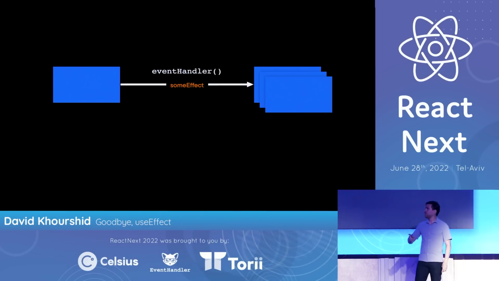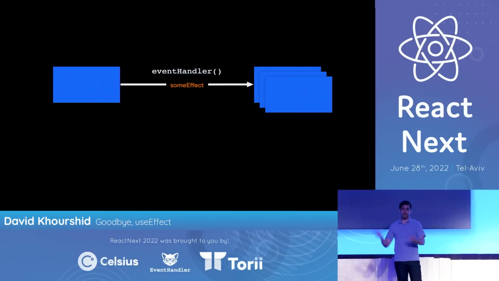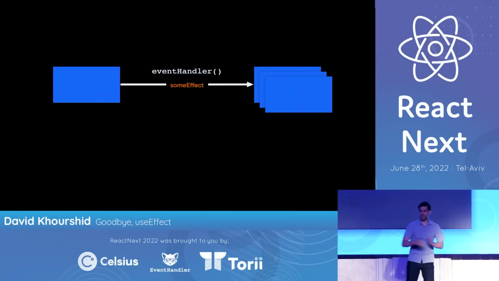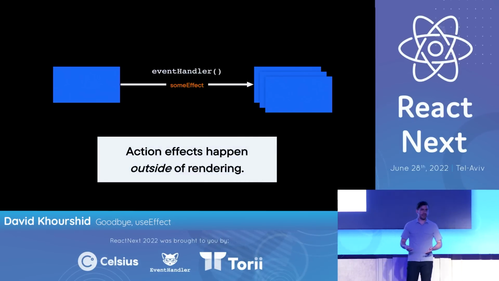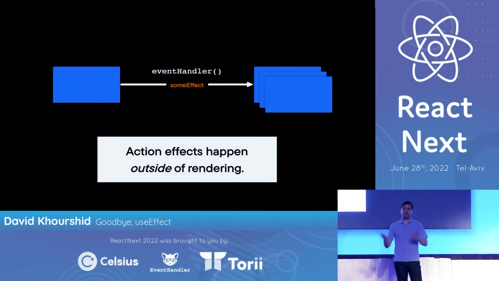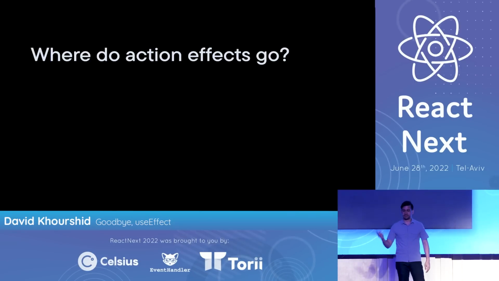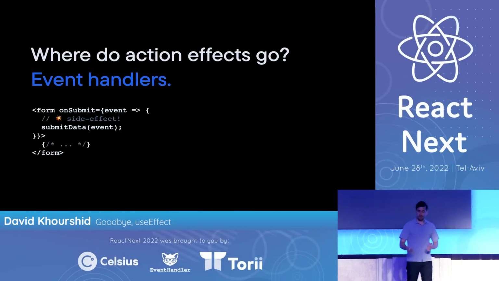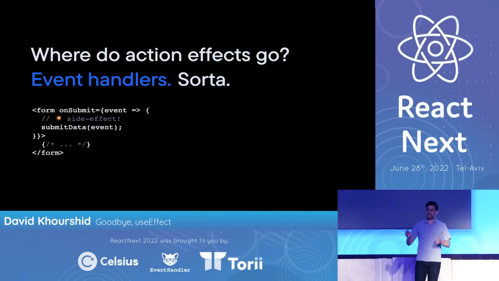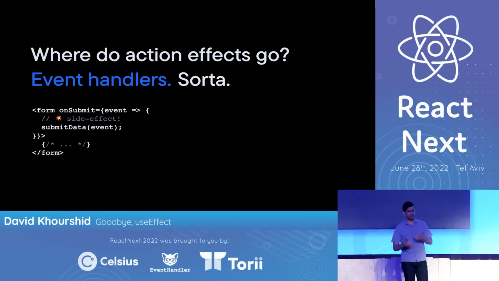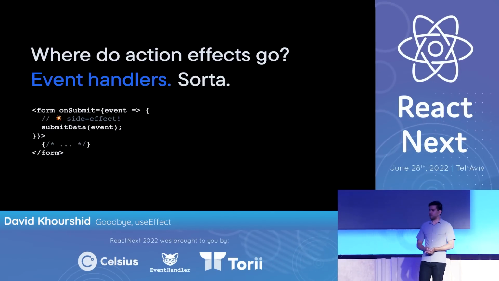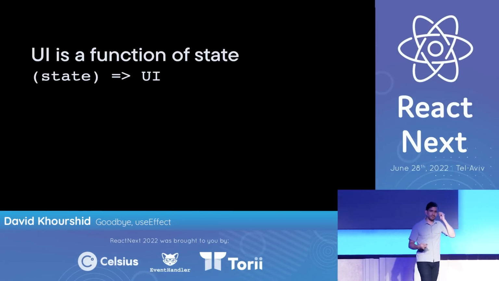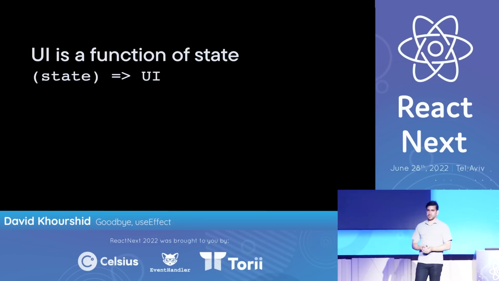Probably here. And so now it doesn't matter how many times your components unmount and remount, your effects are only going to happen once during that event handler. So action effects happen outside of rendering and inside of those event handlers. So, I said event handlers, like for example, if we're submitting a form, we'll submit that data, but this is only sort of correct and sort of the mental model, but if you take anything away from this talk, action effects go in event handlers. So let's talk about the mental model a little bit, and this will get cool, I promise you.